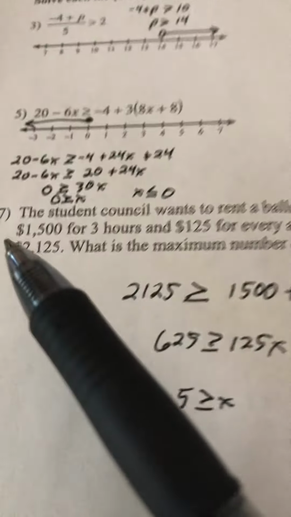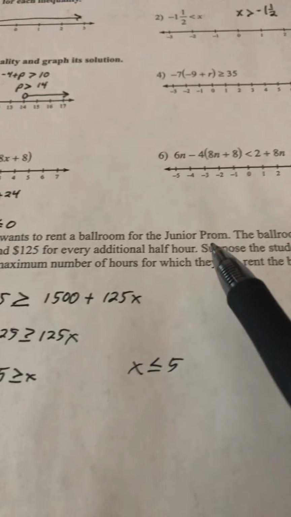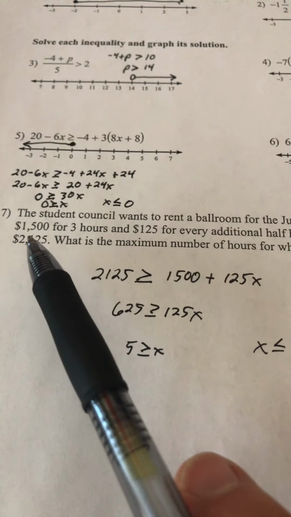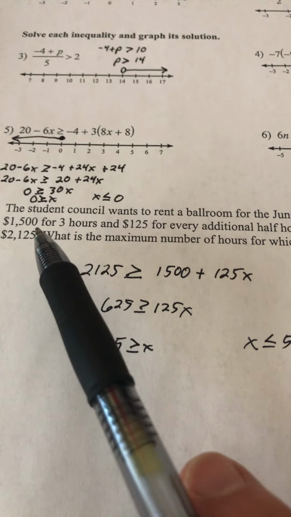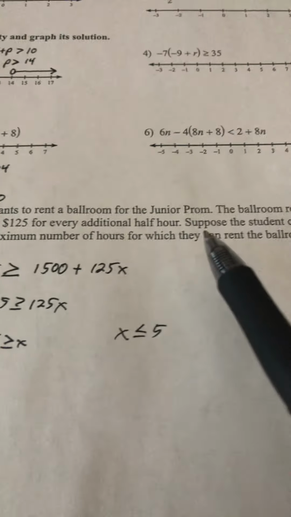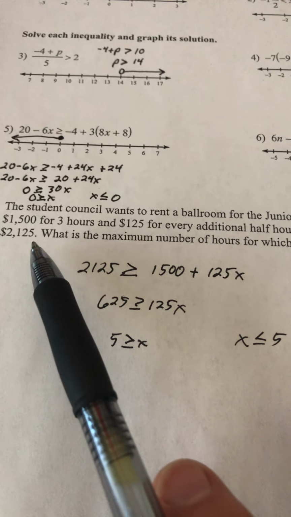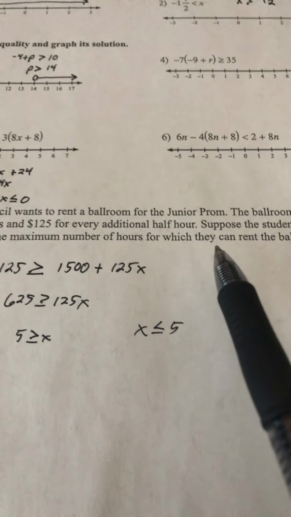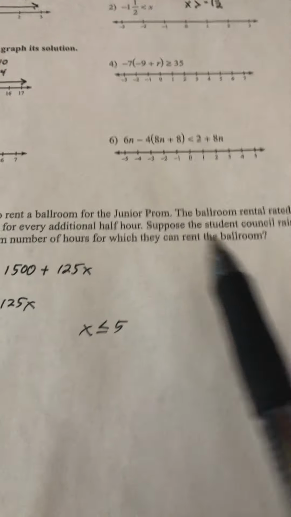And number 7, the student council wants to rent a ballroom for the junior prom. The ballroom rental rate is $1,500 for 3 hours and $125 for each additional half hour. Suppose the student council raises $2,125. What is the maximum number of hours for which they can rent the ballroom?